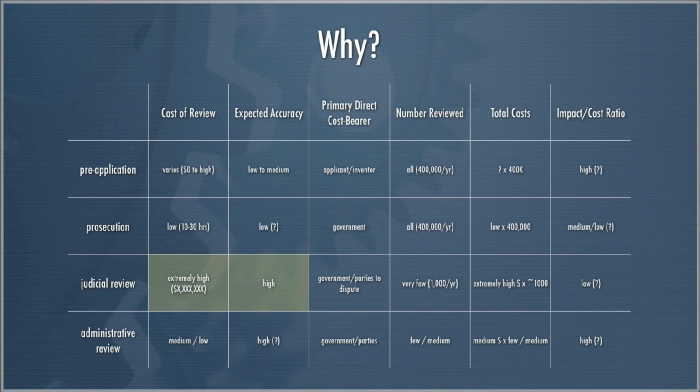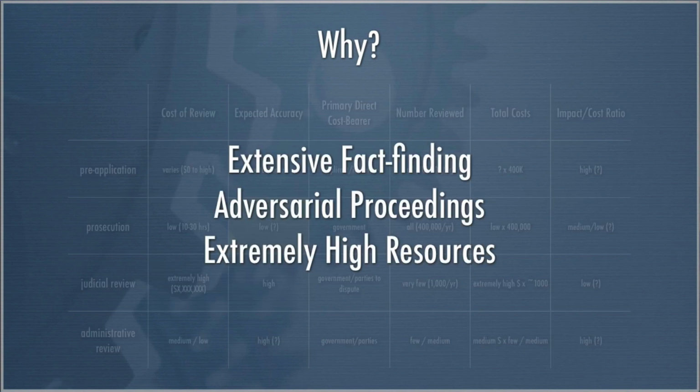Why is judicial review high accuracy? Well, it comes down to resources, right? There's an enormous amount of resources applied to it, which allows for extensive fact-finding. It's a fully adversarial proceeding, meaning that every stone will be turned over, looking for potential prior art, looking for the right expert witness to testify on any particular issue. And so it's very resource intensive, lots of people involved, and so therefore the accuracy is very good.